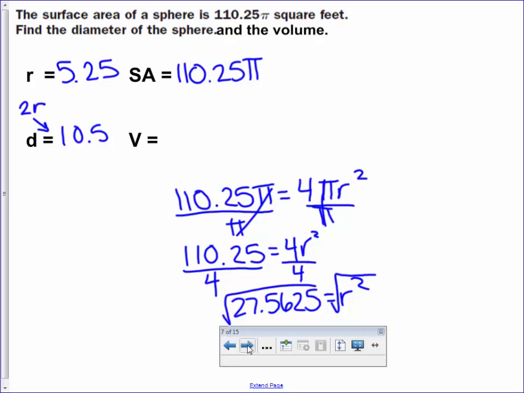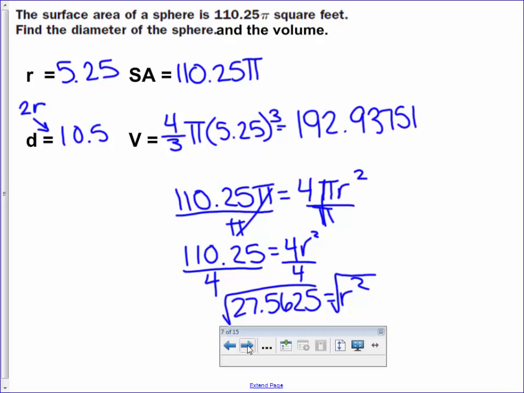Now, since we have the radius, we can do our volume. 4/3 pi, radius 5.25 cubed. So when you do that, you should get 192.9375 pi.